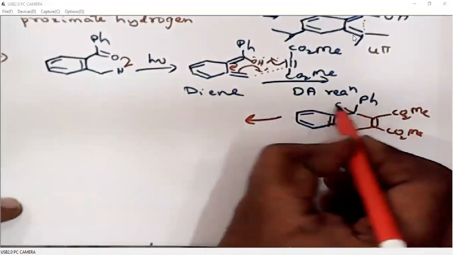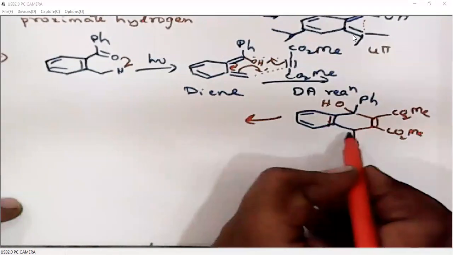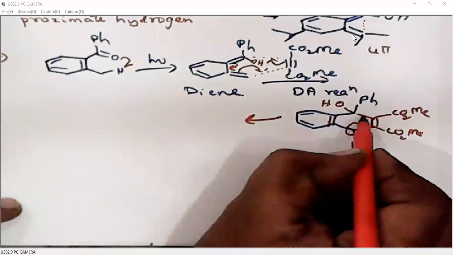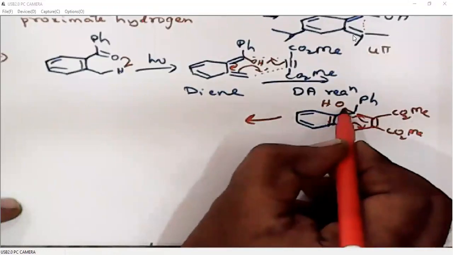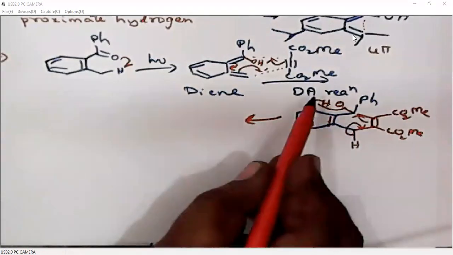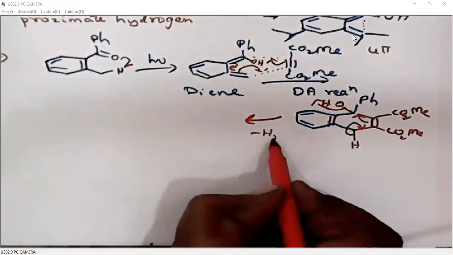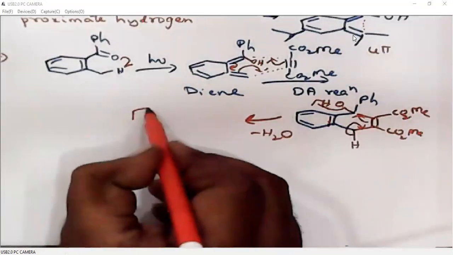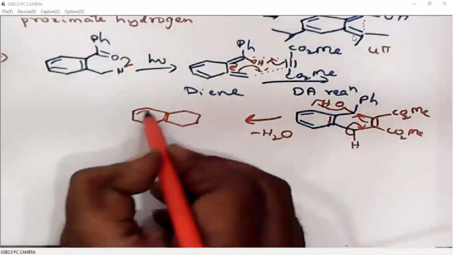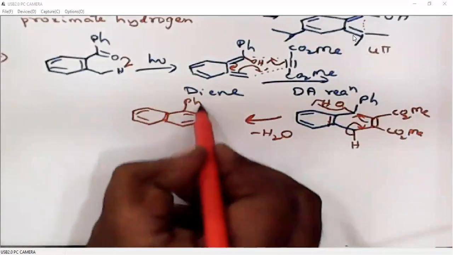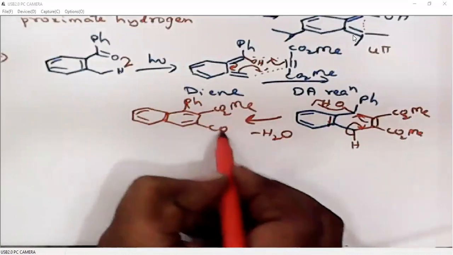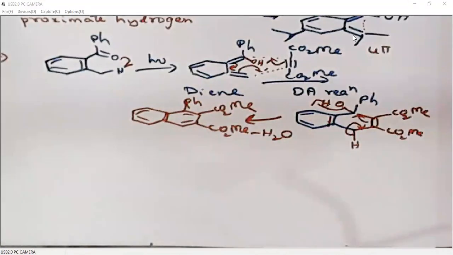So this proton easily undergoes deprotonation and this alcohol will undergo dehydration. So OH and hydrogen will undergo dehydration reaction and generate another aromatic ring, Ph, CO2Me, CO2Me.